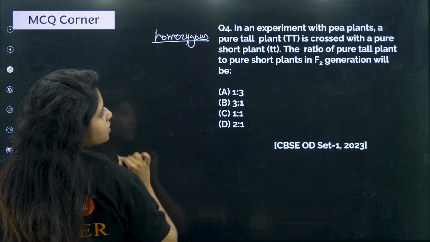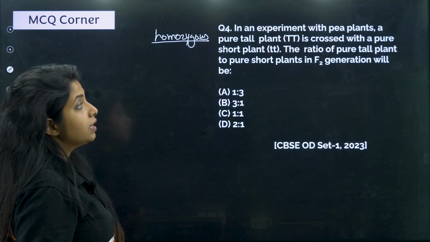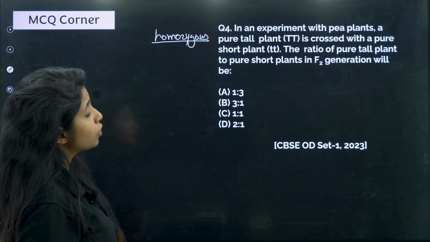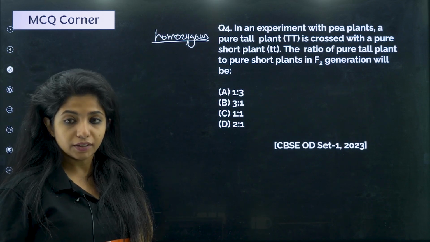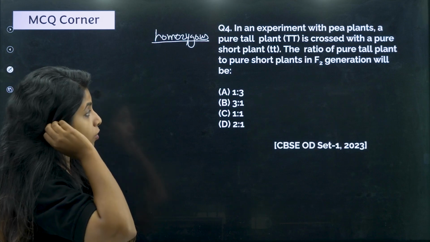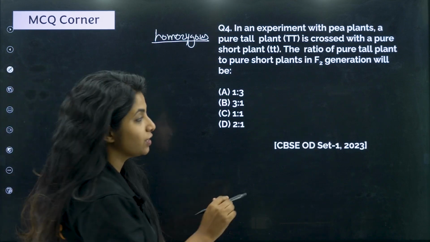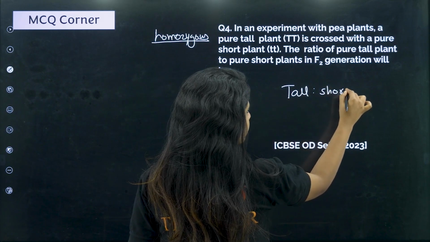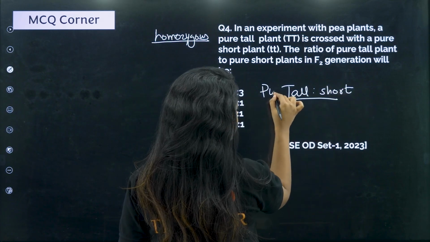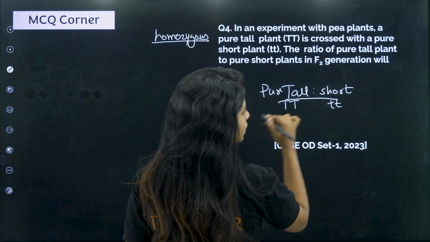As in both the alleles are same. So here pure tall as in capital T, pure short as in small t. The ratio of pure tall plants to pure short plants in F2 generation will be the ratio of pure tall plants to pure short plants. Again, please, they are not asking you for tall is to short ratio. They are asking you pure tall as in capital T and small t ratio.